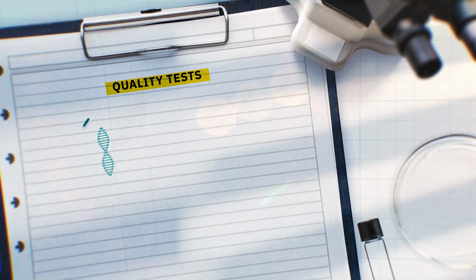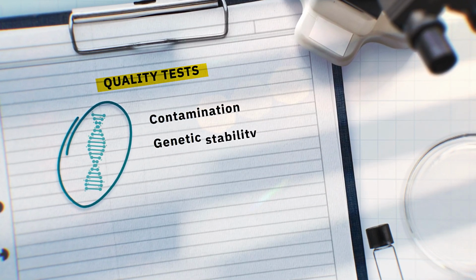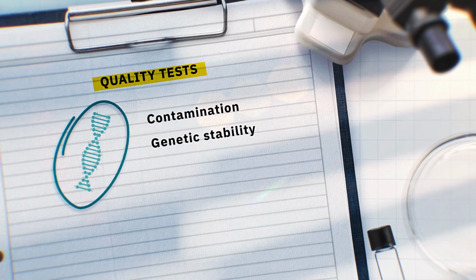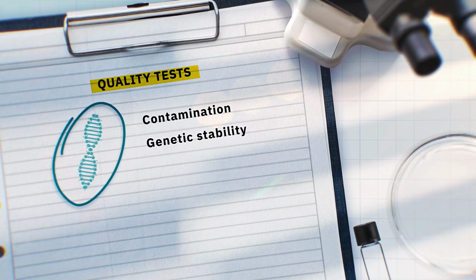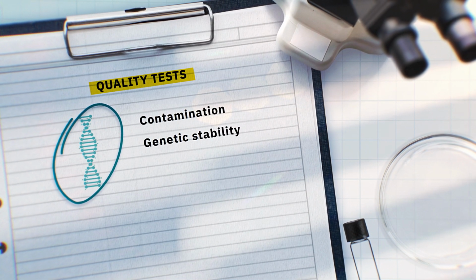To ensure that the cells are suitable and safe for cultivated meat production, quality tests are carried out regularly to detect contamination and guarantee genetic stability, as well as other tests.